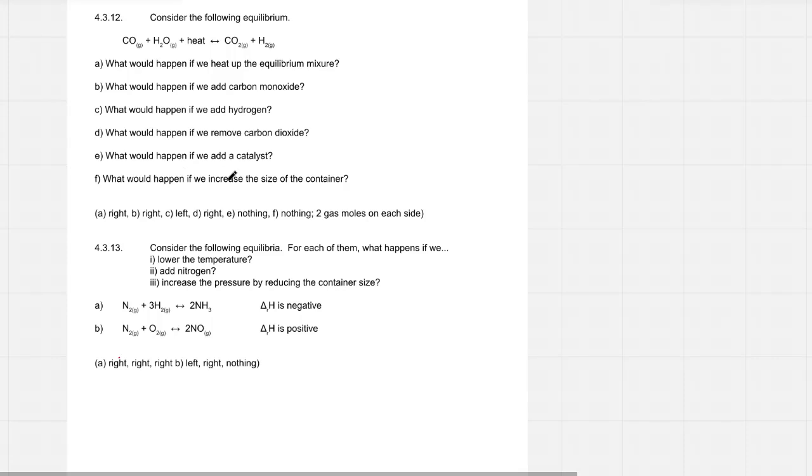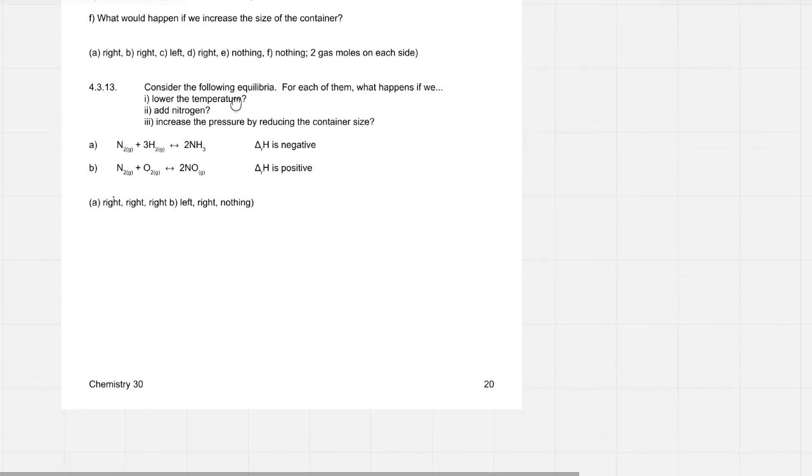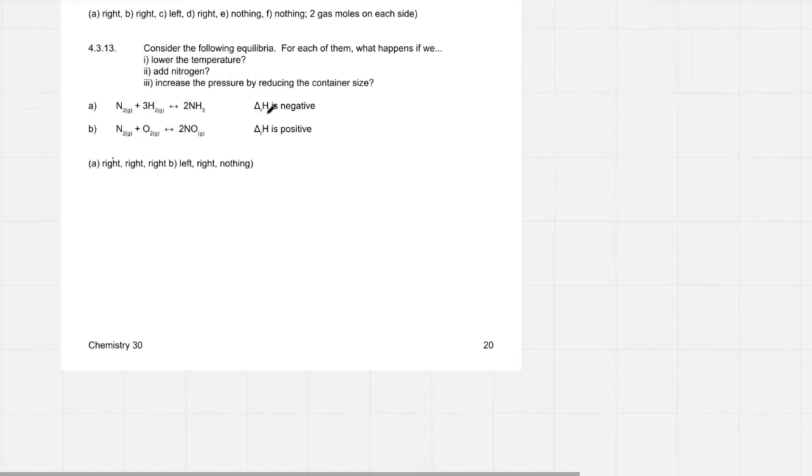And what if we increase the size of the container, as in more volume? Well, we have 1 plus 1 is 2 moles of gas there. 1 plus 1 is 2 moles of gas there. This system does not care about container volume because there isn't a bigger or a smaller side. Good. One more, hang in there.